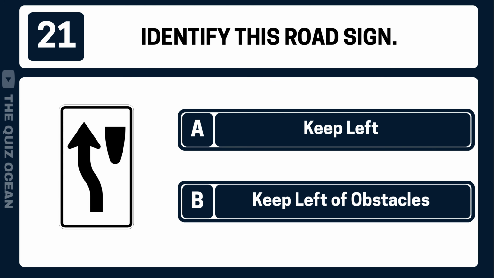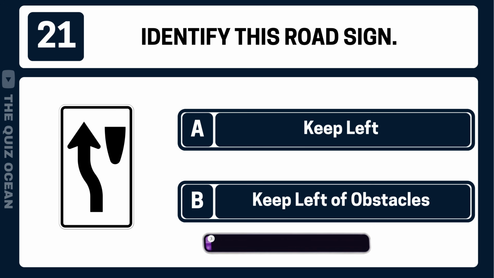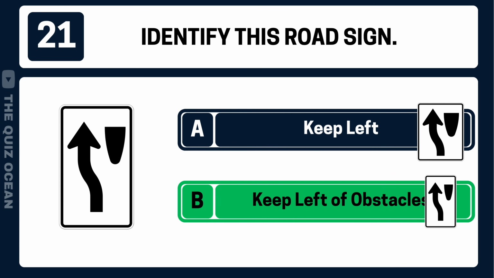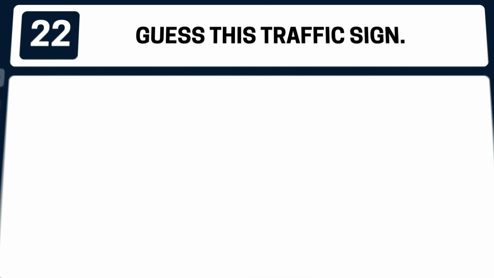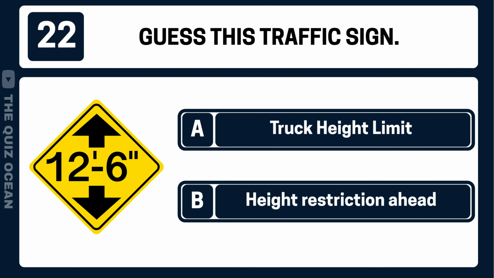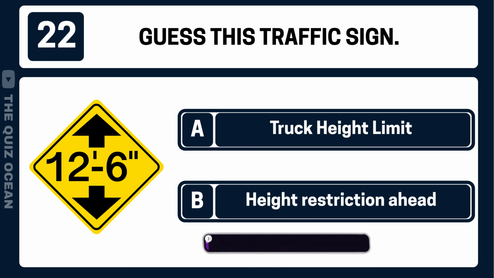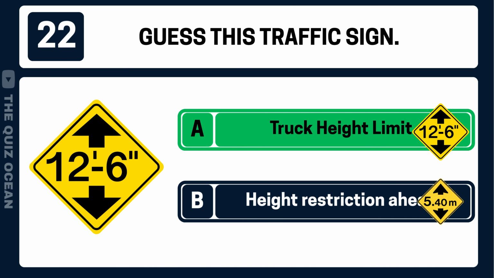Identify this traffic sign. A. Keep left. B. Keep left of obstacles. Correct. It is the keep left of obstacles sign. Guess this traffic sign. A. Truck height limit. B. Height restriction ahead. Excellent. It is the truck height limit sign.